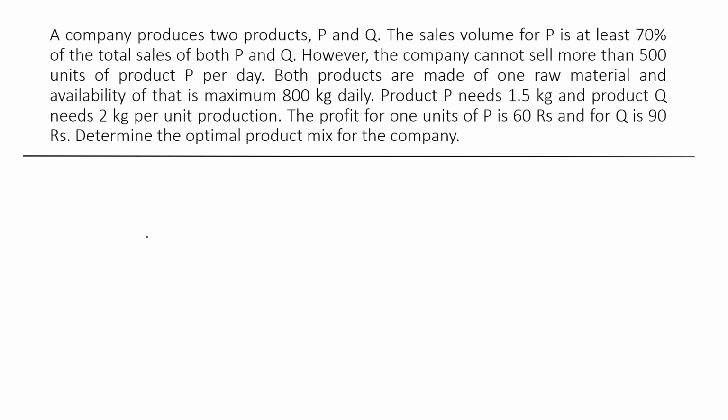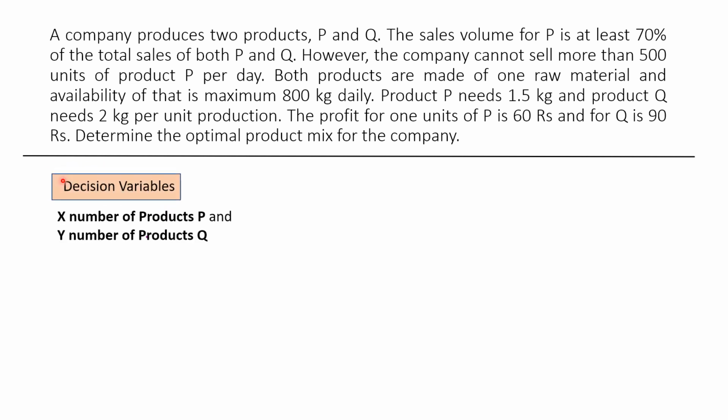So until now we have defined the decision variables, that are X number of product P and Y number of product Q. Then we have defined our two constraints. The first is for total sales and the second is the maximum limit of the production of product P. Now we are moving towards our third constraint, and that is regarding the raw material.